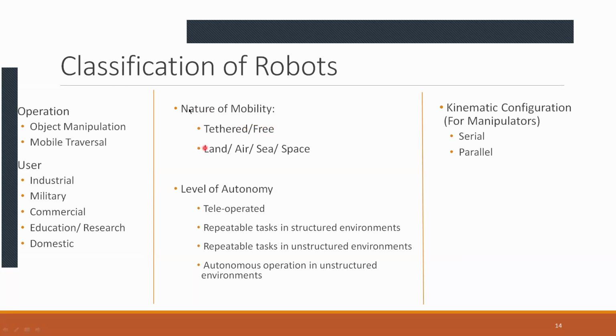And also based on the nature of mobility, you can classify them whether they are land, air, or sea, or space robots, based on where they operate. Now comes an important classification of robots, that is classification based on the level of autonomy.